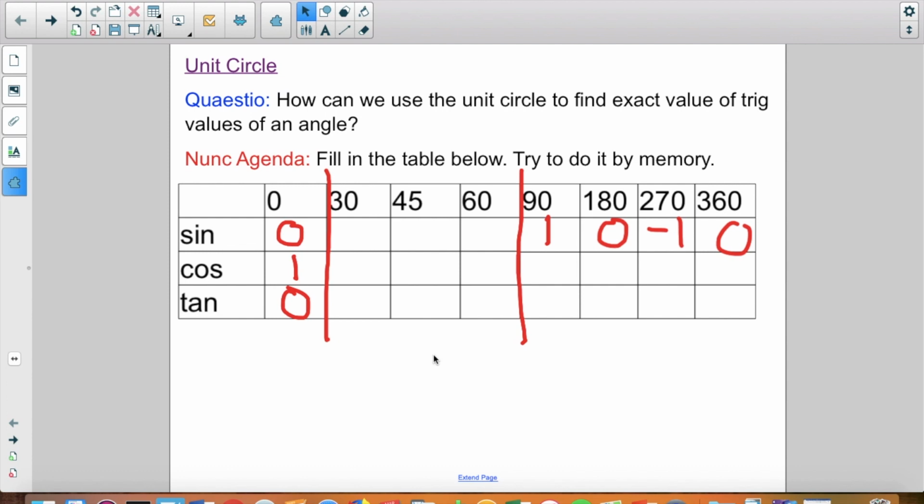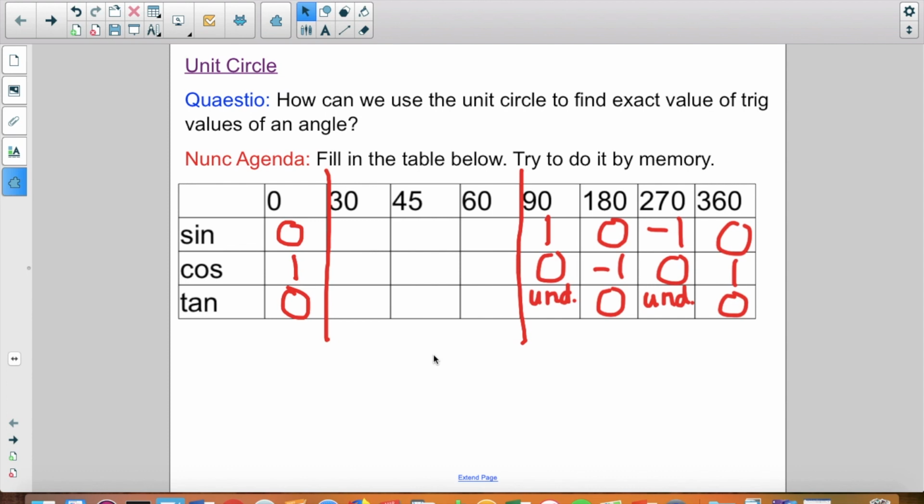Cosine follows the same pattern, but it starts at 1. So it goes 1, 0, negative 1, 0, 1. Now, tangent's pattern is slightly different. It goes 0 and then undefined, 0, undefined, and 0. Okay? Sorry if my handwriting is going to be a little sloppy in this lesson. It's my first time trying to use a stylus pen to write on an iPad.